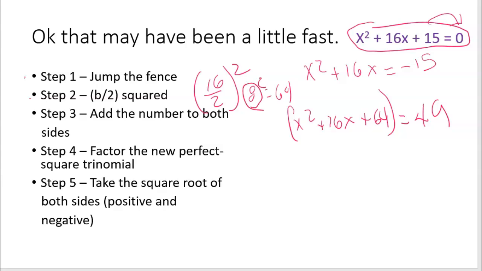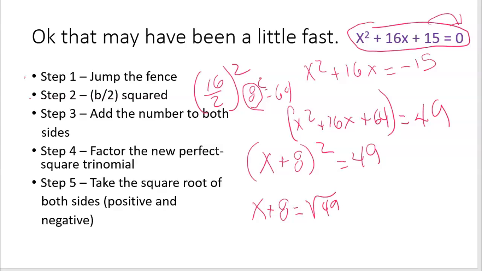Okay. So now we're going to factor this new perfect square trinomial, this guy right here, correct? And let's see, we had an 8. That means it's going to be an 8. So we have x, both positive, plus 8 squared equals 49. And now we're going to take the square root of both sides, and this is going to be a positive and a negative. So we have x plus 8 equals the square root of 49. X plus 8 equals negative square root of 49.